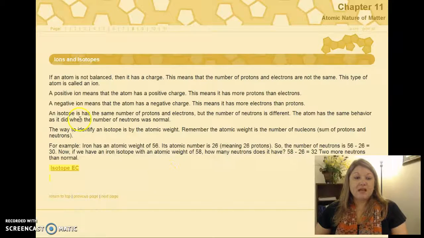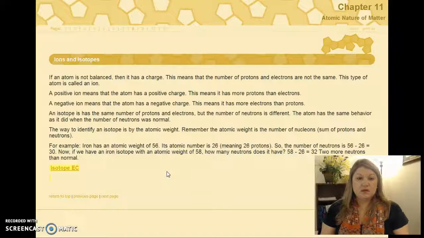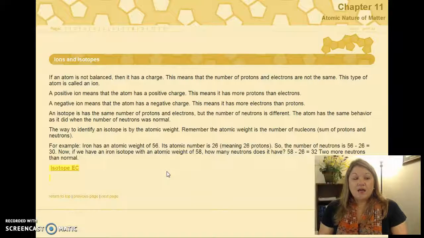Now, an isotope is a little bit different. That means the number of neutrons is different than its normal state. It has the same type of behavior. It's not a different element, but it's an isotope of that element. How do we identify that isotope? Well, the atomic weight would be different.